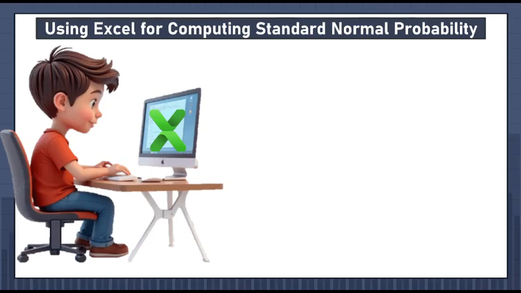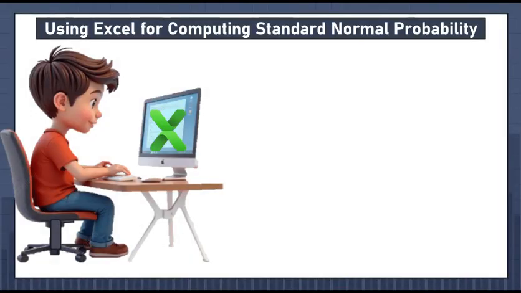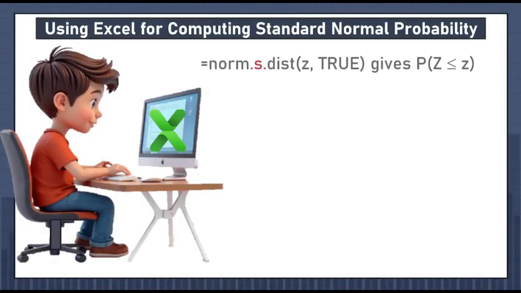Next, we see the computation of probability for a standard normal distribution. In a standard normal distribution, we have mean equal to 0 and sigma equal to 1, that is a standard deviation of 1. In the previous commands also, if you put mu equal to 0 and sigma equal to 1, then we can get the probabilities of the standard normal distribution as well. But there is a special command in Excel to deal with the standard normal probability.